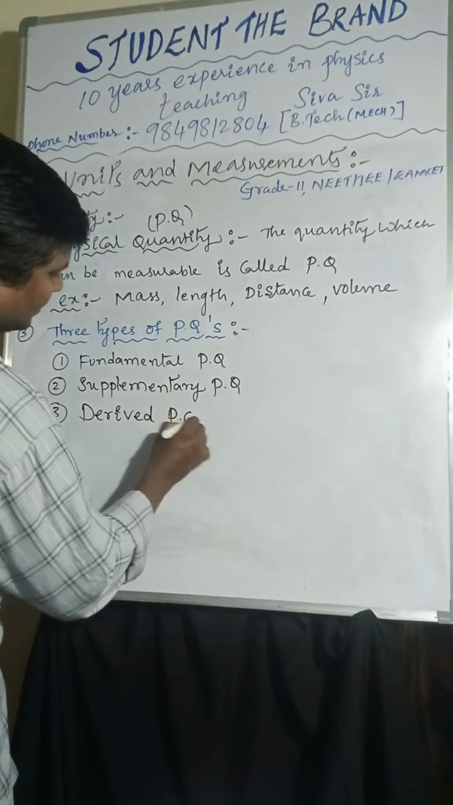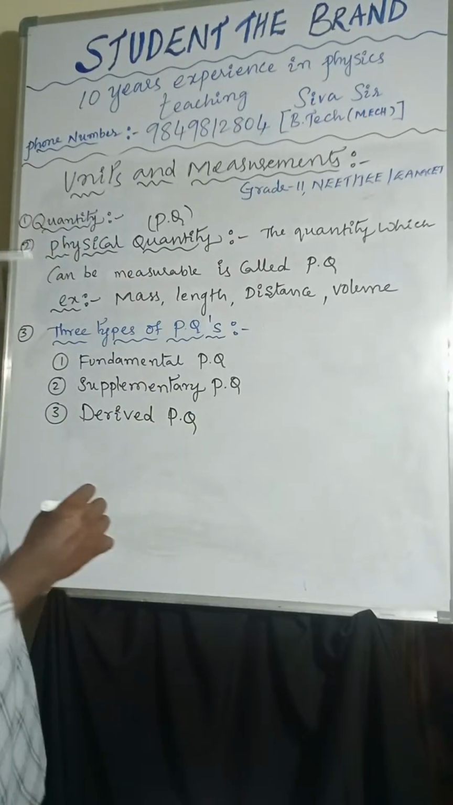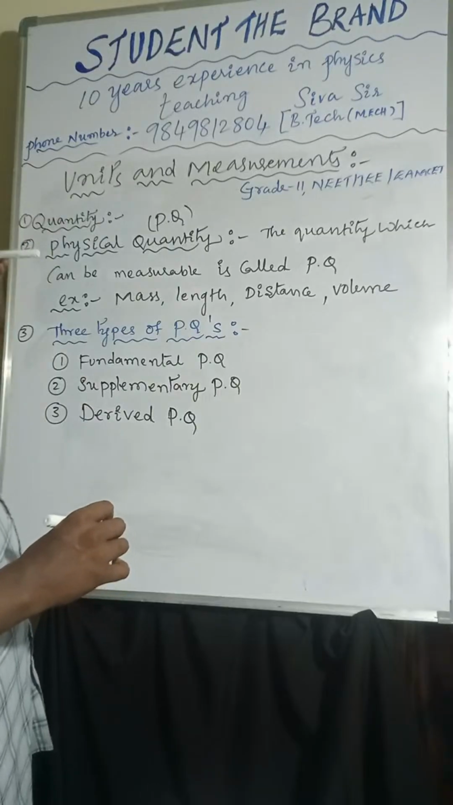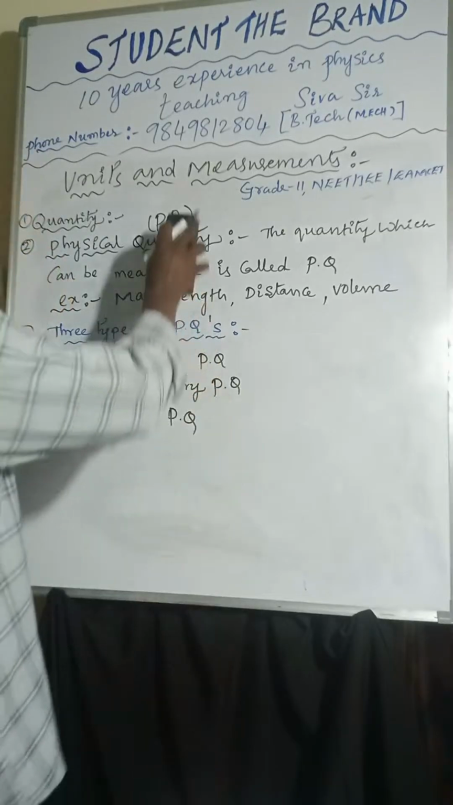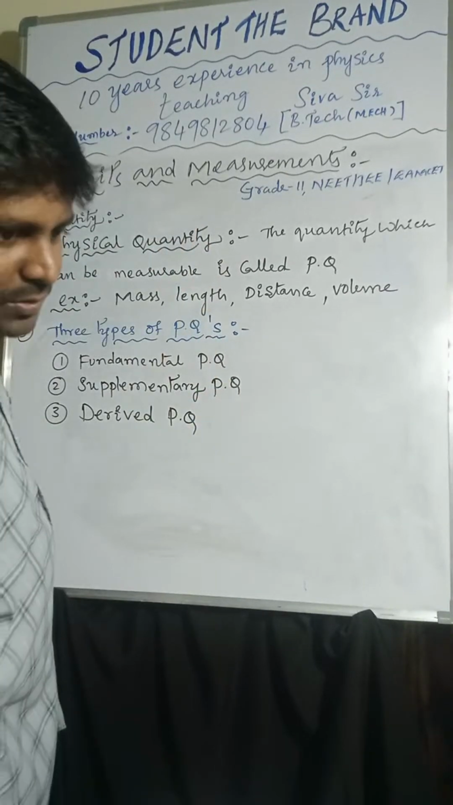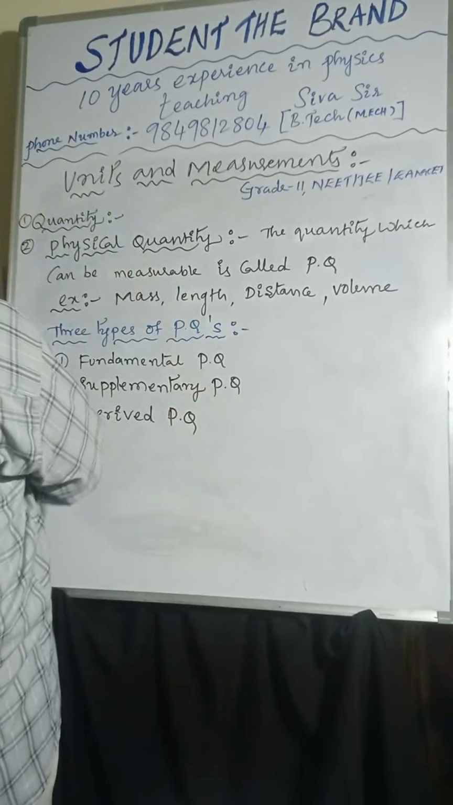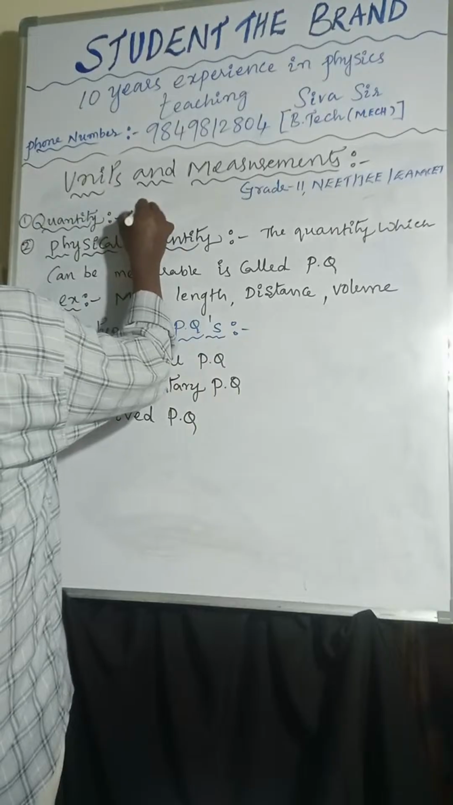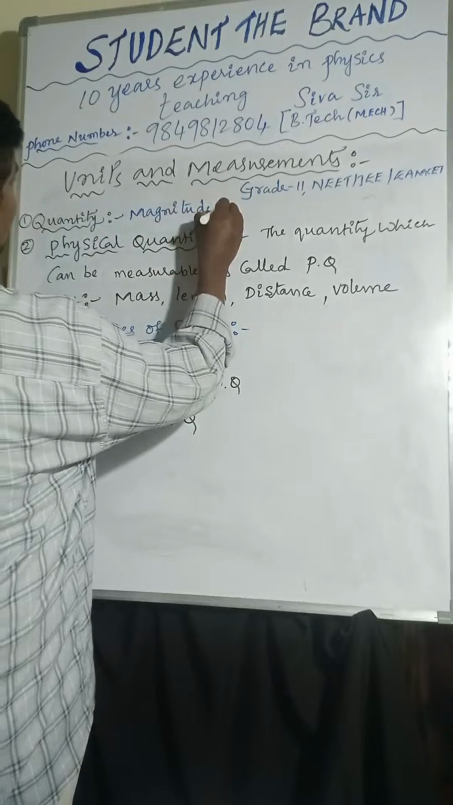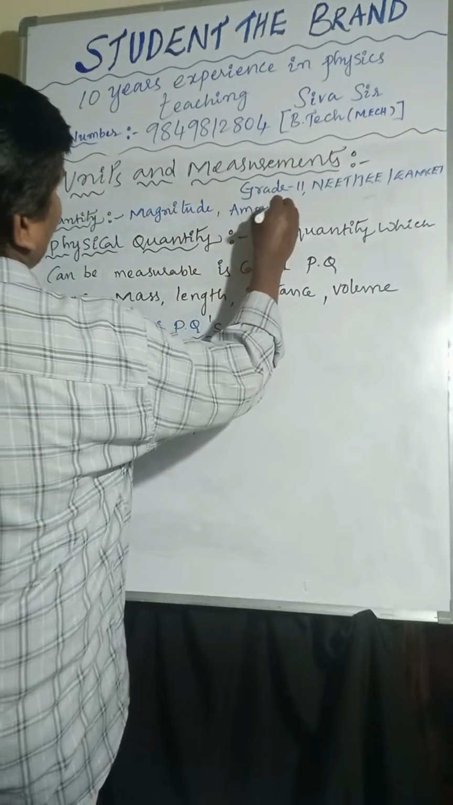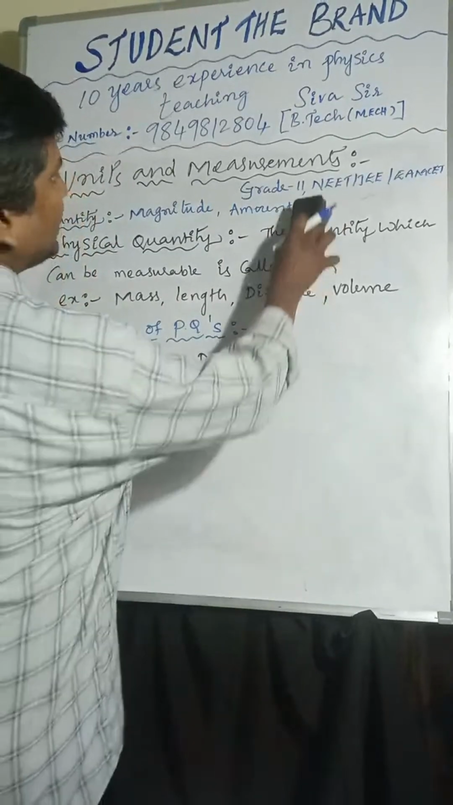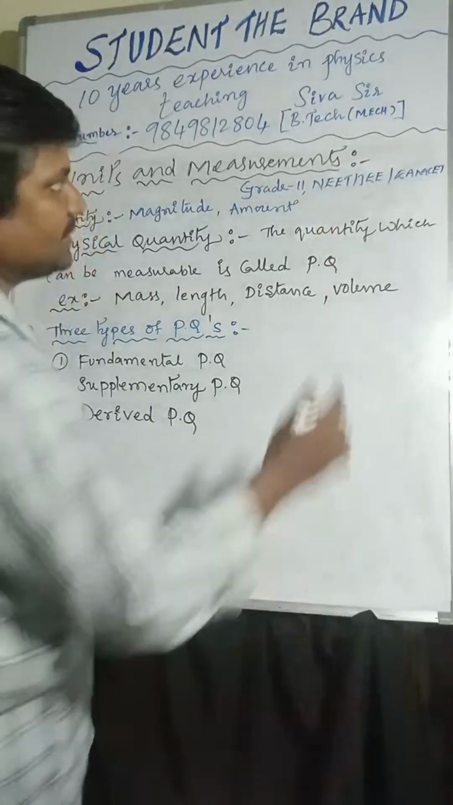Derived physical quantity. So once again, what is a quantity? Quantity tells the answer for how much or how many, the magnitude or amount, or vastness, and so on. It tells the answer for how much or how many, etc.